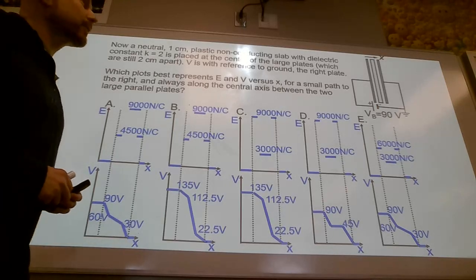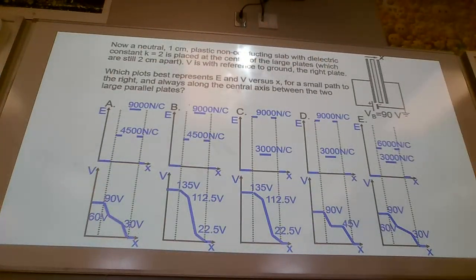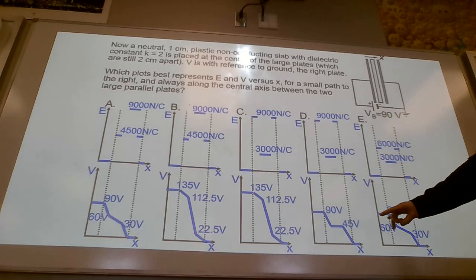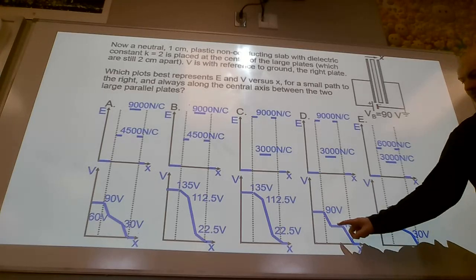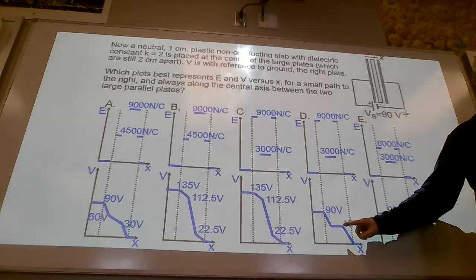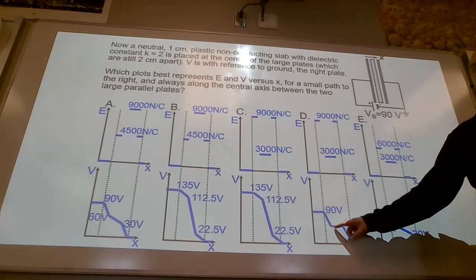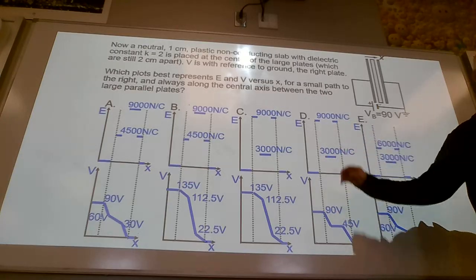So the electric field in an insulator, in a dielectric, still exists. It's just weaker. The fact that this is horizontal says there's no electric field, even though this one says there's electric field. So D is out.